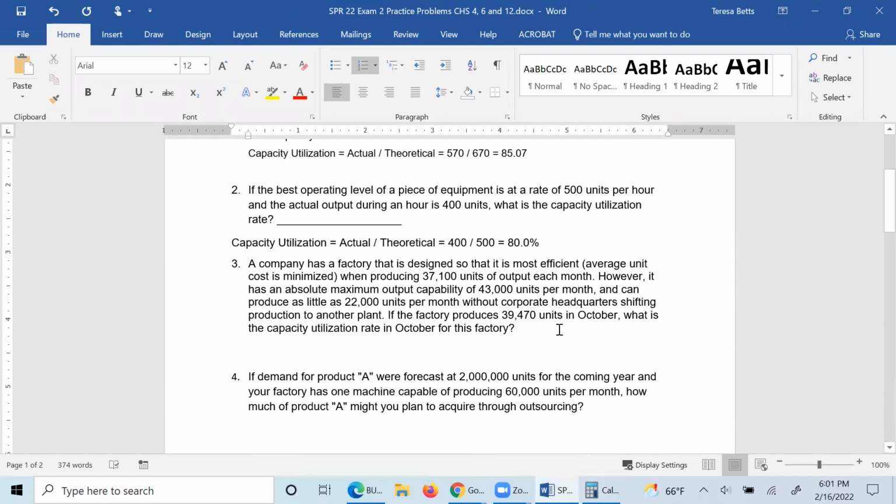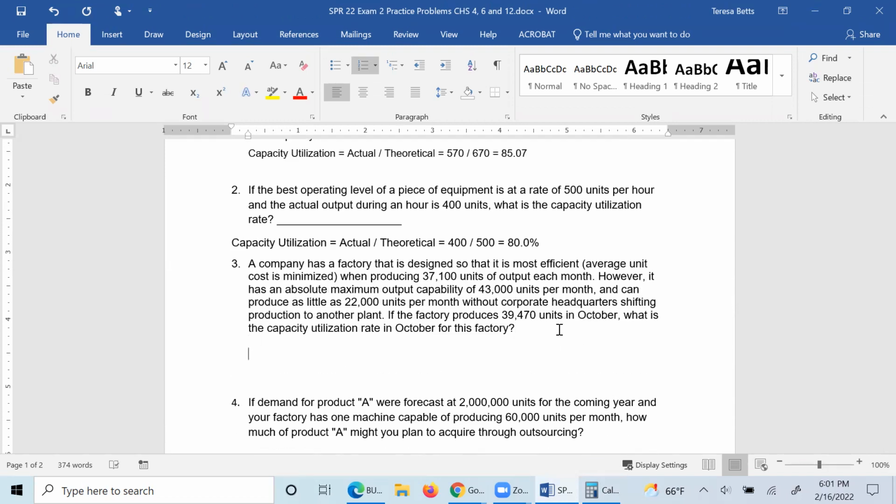The next problem is checking whether you understand that we calculate capacity utilization off of a specific set of numbers. There's the theoretical absolute max and absolute min, but then there's also the most efficient theoretical level, what we can do. This problem gives us all three, and it expects you to select the actual and divide it by the most efficient operating level.